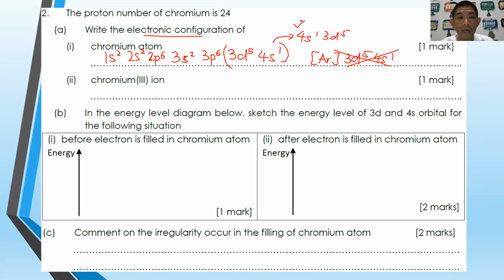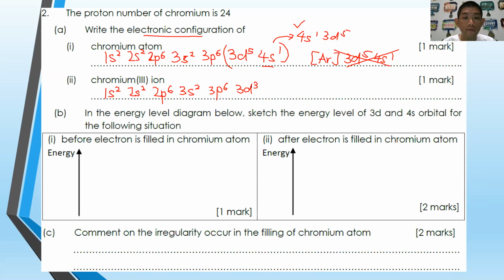However, when they become ions, electrons must be first removed from the 4s orbital. So this will make the electronic configuration of the chromium 3+ ion as 1s2, 2s2, 2p6, 3s2, 3p6, and then 3d3. Okay, so this is how you are going to write for chromium. So this is how you answer for A.